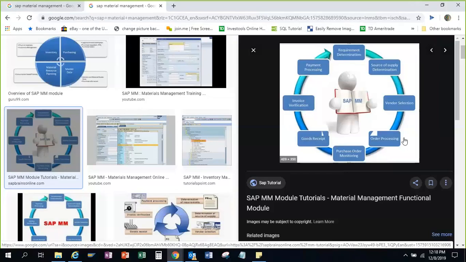I hope it gives you a little bit of understanding of what we are going to learn in our next few videos. In the next video, I'll be talking a little bit more about material management. We will go through each step, about material, supplier, vendor, order processing, and then we'll go from there.